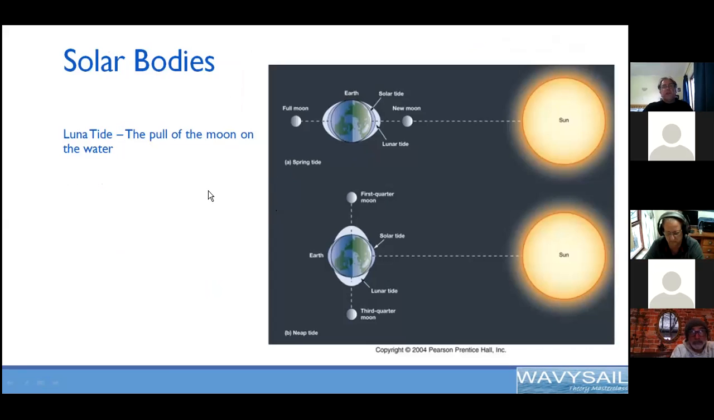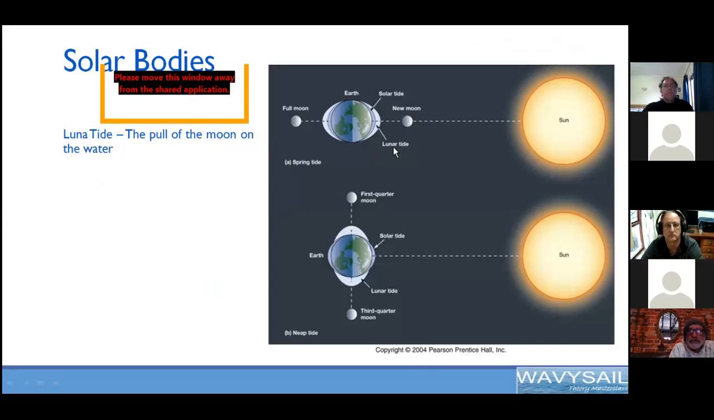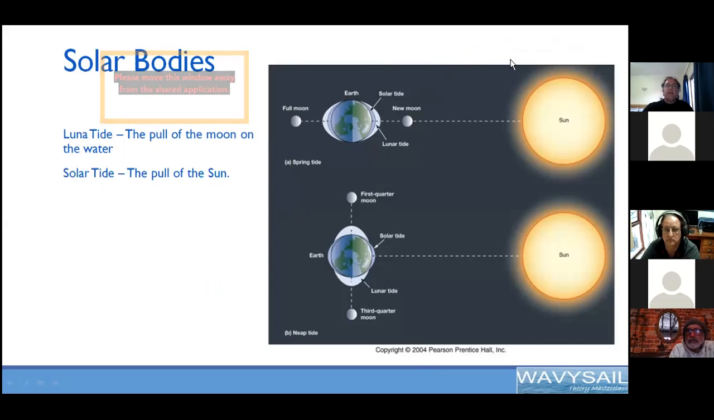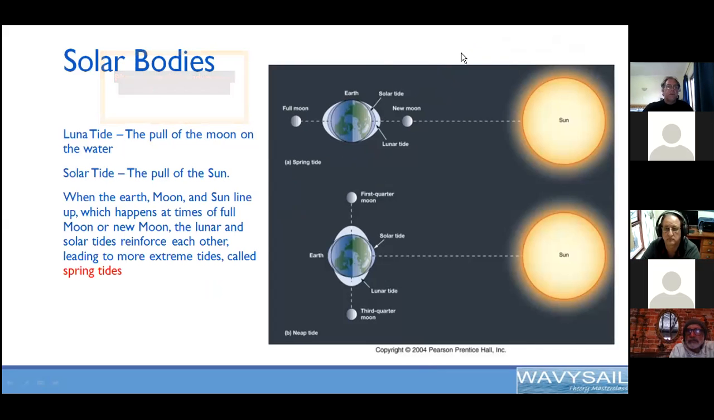Where we look at the solar picture. Lunar tide is the pull of the moon on the water. So that's the lunar tide, okay? Solar tide is obviously then the sun, and the two combined create our full tidal effect, okay?